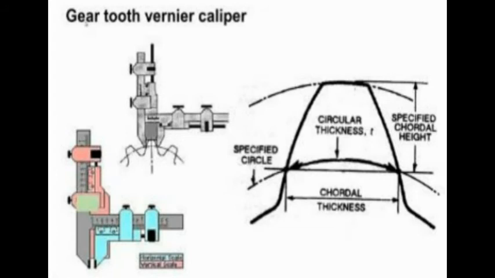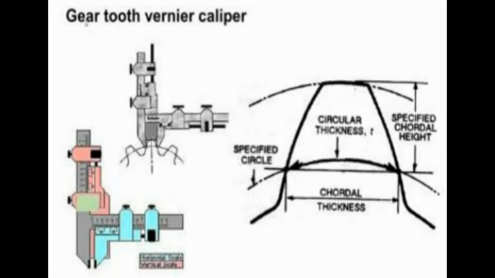Now we will study the first method, that is the measurement of tooth by gear tooth vernier caliper. We have seen the conventional vernier caliper, where we have only one main scale and one vernier scale, whereas in the gear tooth vernier caliper, you can see here we have one horizontal scale and one vertical scale also. So two scales, horizontal and vertical, are available. We have one set of jaws. You can see the jaws.